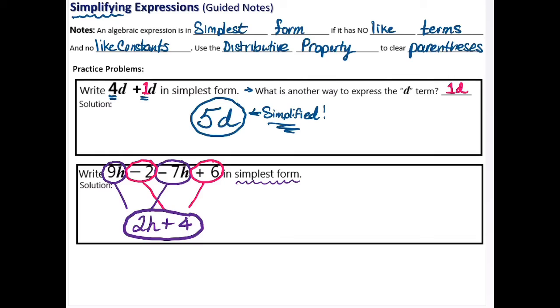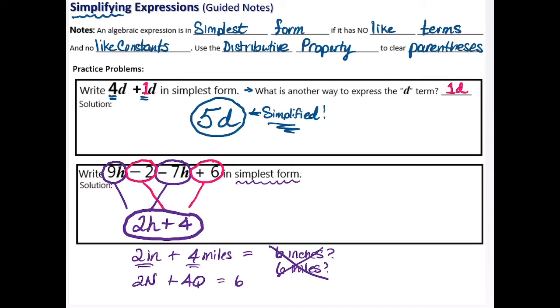That's like, for example, does 2 inches plus 4 miles equal 6 inches? That makes no sense. Or does it make 6 miles? No, that doesn't make any sense either. So that's why those are in simplest form. You couldn't add 2 inches plus 4 miles. You couldn't add, does 2 nickels plus 4 quarters equal $6? Does it equal 6 quarters? Does it equal 6 nickels? No, 2 nickels and 4 quarters is just what it is, 2 nickels plus 4 quarters.